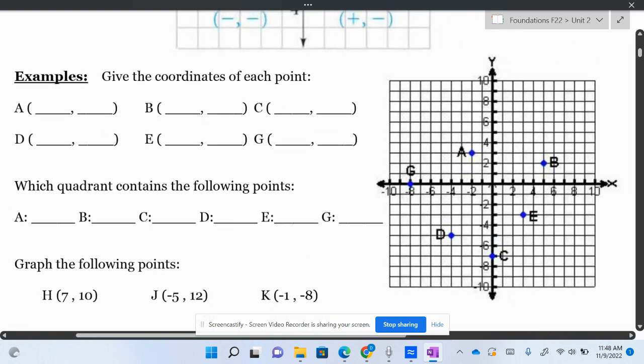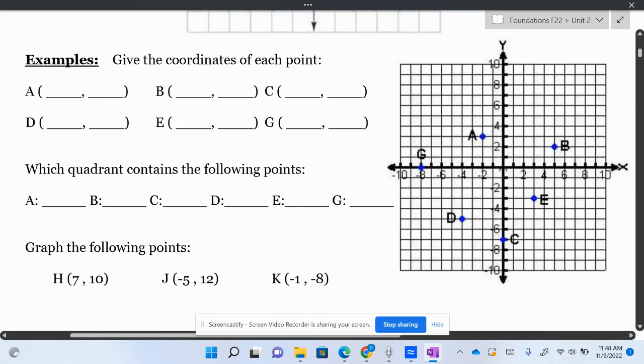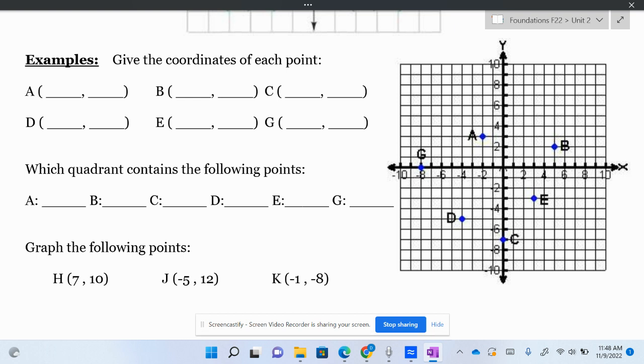We're not doing all of these because I think that's silly. So, Kellen, you have A, Kane B, Daniel C, Brody D, Eli E, Corbett, you have G. So, Kellen, point A, what is it? Yeah, point A is the ordered pair -2, 3. Kane, you have B. Yeah, it's the ordered pair 5, 2. Daniel, you have C.